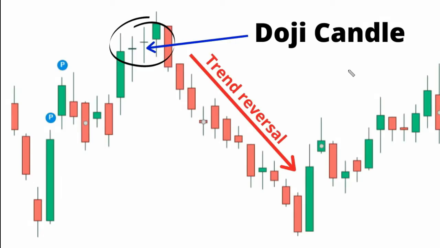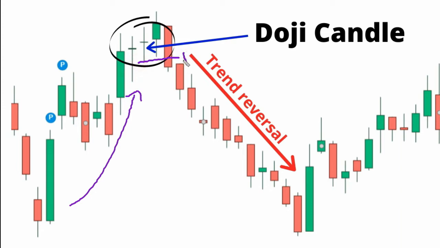As you can see on this chart, there is a formation of doji candle here. First we will check all the conditions. The first condition, there is a bullish rally, and in the second condition doji candle has formed, and then we mark the high and the low of that particular doji candle.